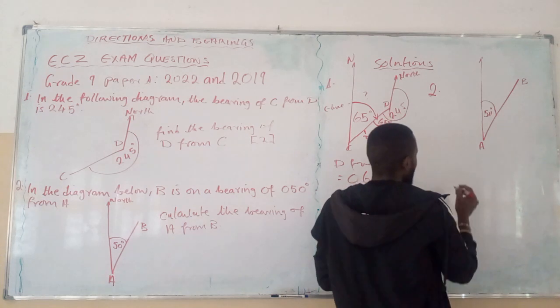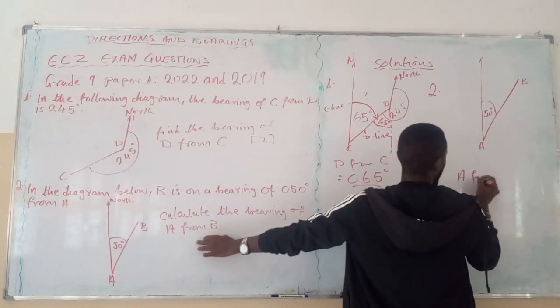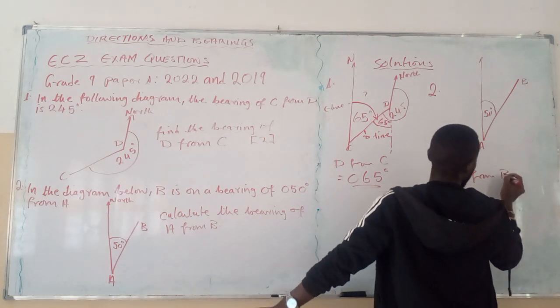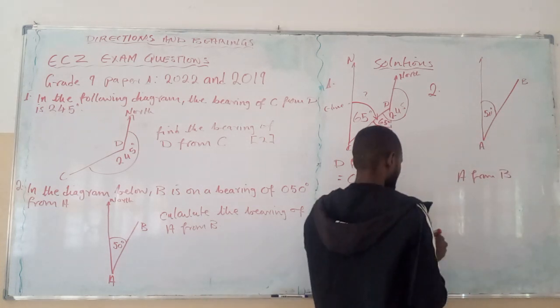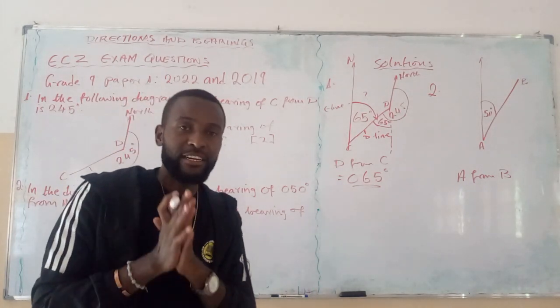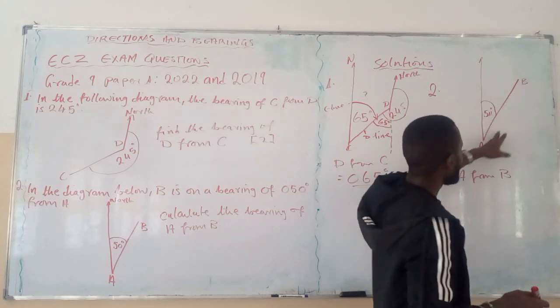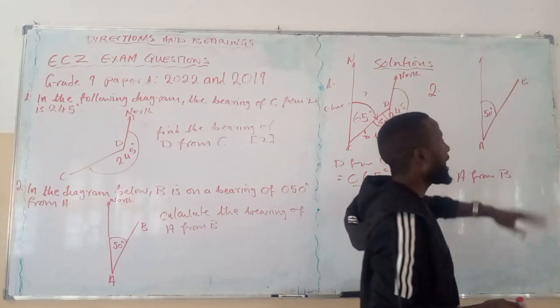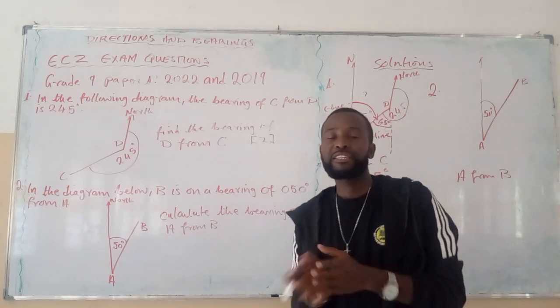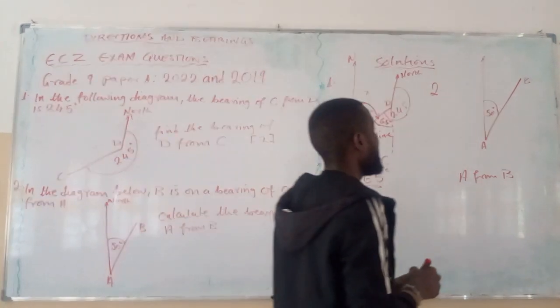So what are we interested in here? We are interested in finding the bearing of A from B. So which line do I know? My A line. Yes, my A line is this line AB. Do I know my B line? No. I need to come up with the B line. Well, how do I come up with the B line?